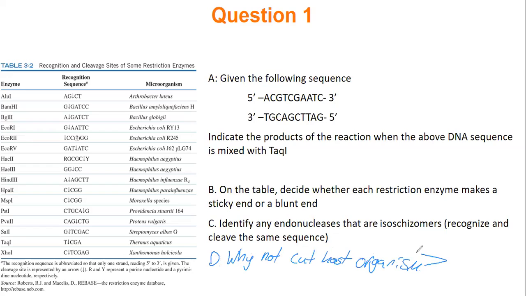So in D, I said all of these endonucleases are found in bacteria. Why don't these endonucleases cut the host DNA? Why don't they cut the organism they are found in? So we will get started with these questions right now. As always, let me know if you have questions or if you think you have an answer, especially for D. D's a thinker. Let me know in the chat, but I'll give everybody a few minutes to work on that.